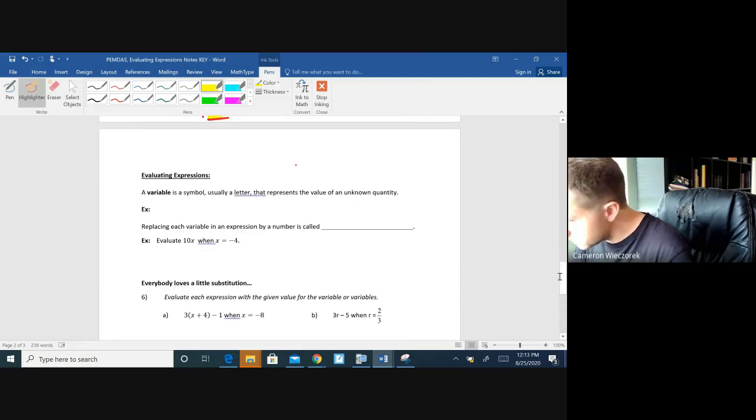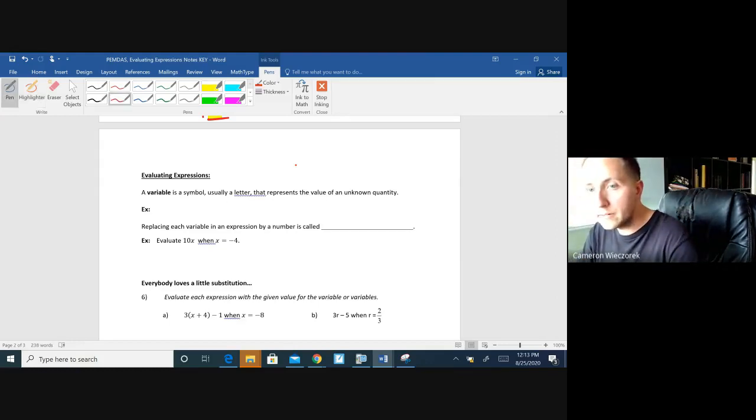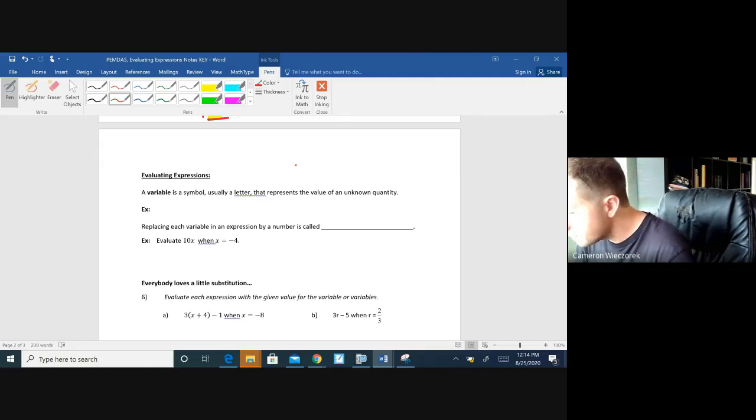The second part of this section deals with evaluating expressions. An expression is just a collection of numbers, letters, and operations. And before we do some of these, just a little bit of vocabulary. You've probably heard of a variable before. A variable is just a symbol. It's usually a letter, and it represents the value of some unknown quantity, some unknown number.